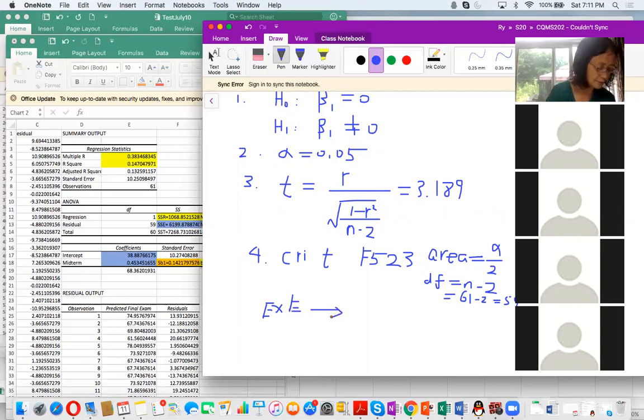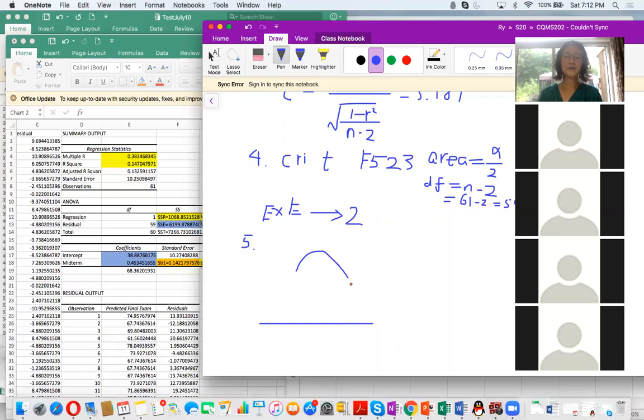Okay, anyone want to share your result? I'm looking, I get 2.0009, okay, just 2, simple. Critical value equal to 2, okay. And then step 5, you draw a conclusion.